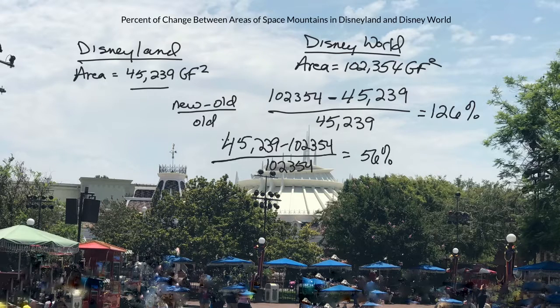If you think about it, it's really telling me the same thing. This is a negative, so this is saying less than half the size of the original. And if I'm looking at this number of 126, that is more than twice the size. The one in Disney World is more than twice the size of the one in Disneyland.